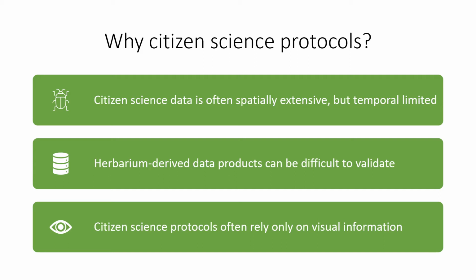The third major one is that citizen science protocols often rely only on visual information. So many citizen science projects are observational in nature, meaning that the citizen scientists are expected to go out and take photos or observe or look directly at the things occurring around them. So it's less common that citizen science protocols rely on things like direct collection of specimens or genetic data or other types of collection of specimens. So being able to rely on this visual information means that we can apply it to some of these digitized image stores resulting from the large-scale digitization of museum and herbarium specimens.